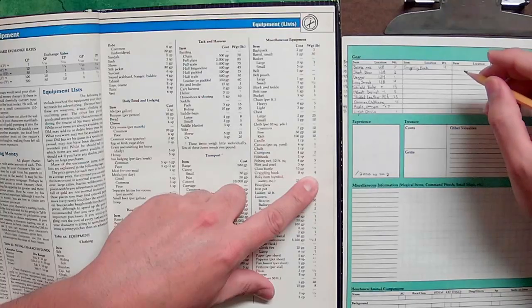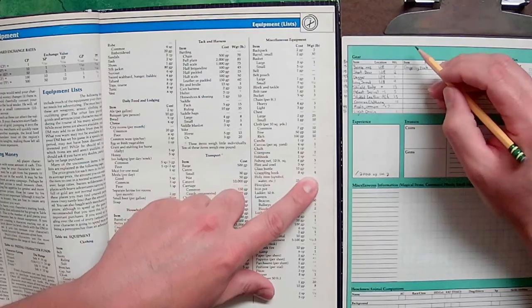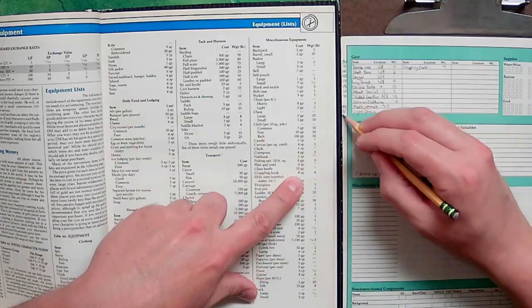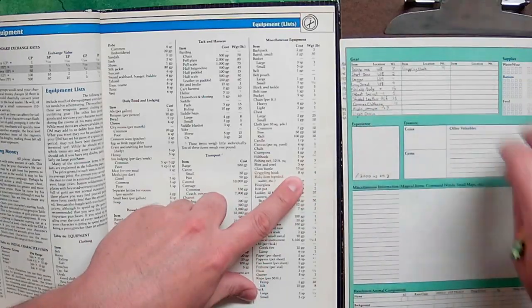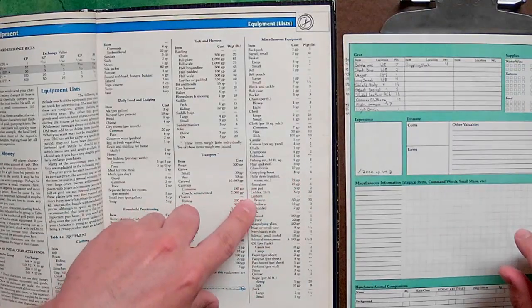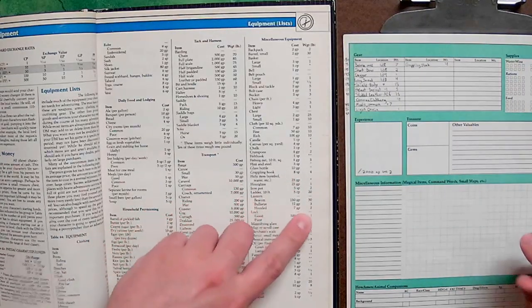And now we're down to, let's see, that's 8 gold. I'm going to say 1 gold piece. 84. Iron pot. Lantern. Let's do a hooded lantern.